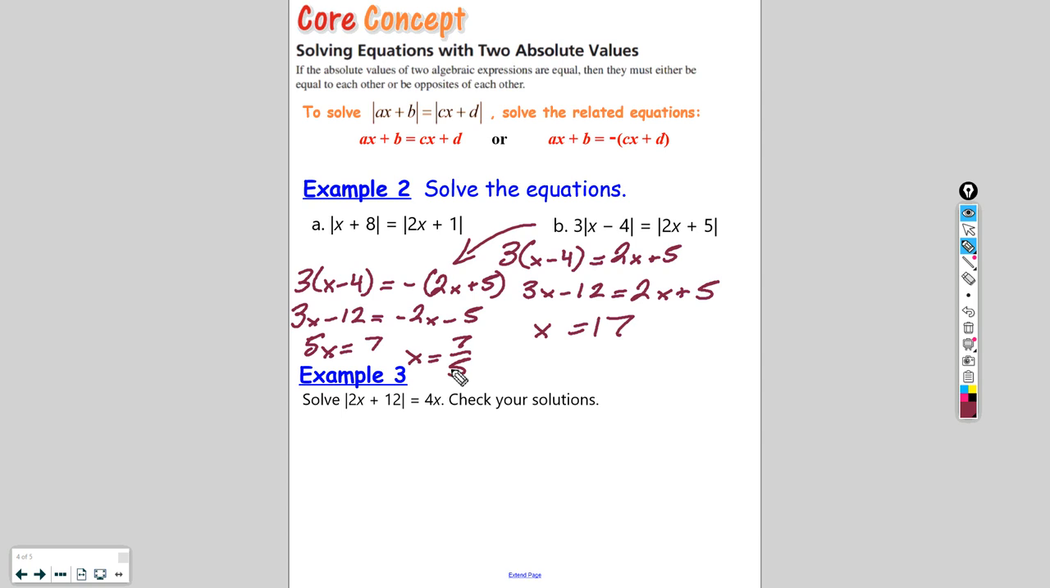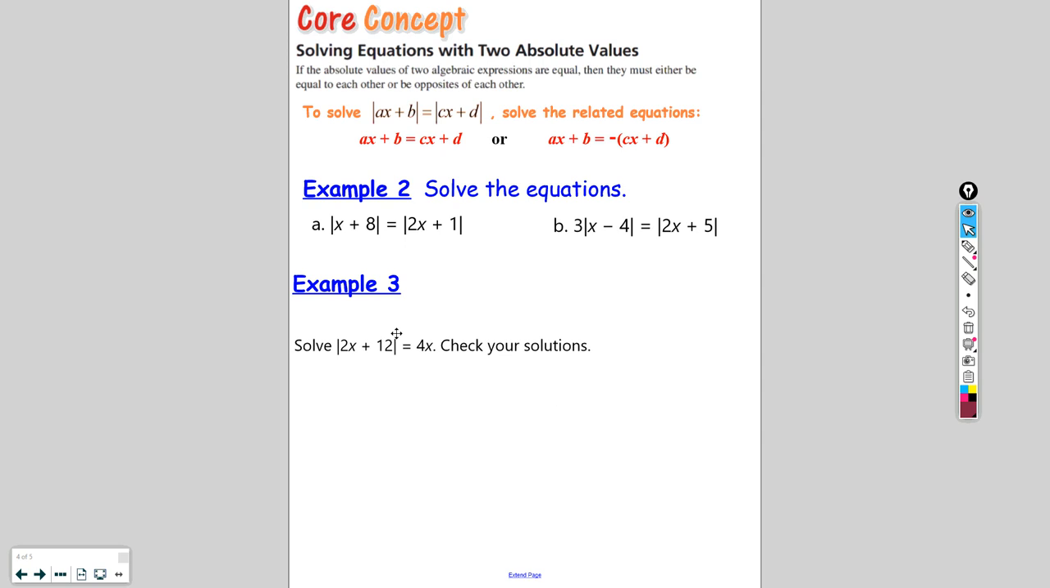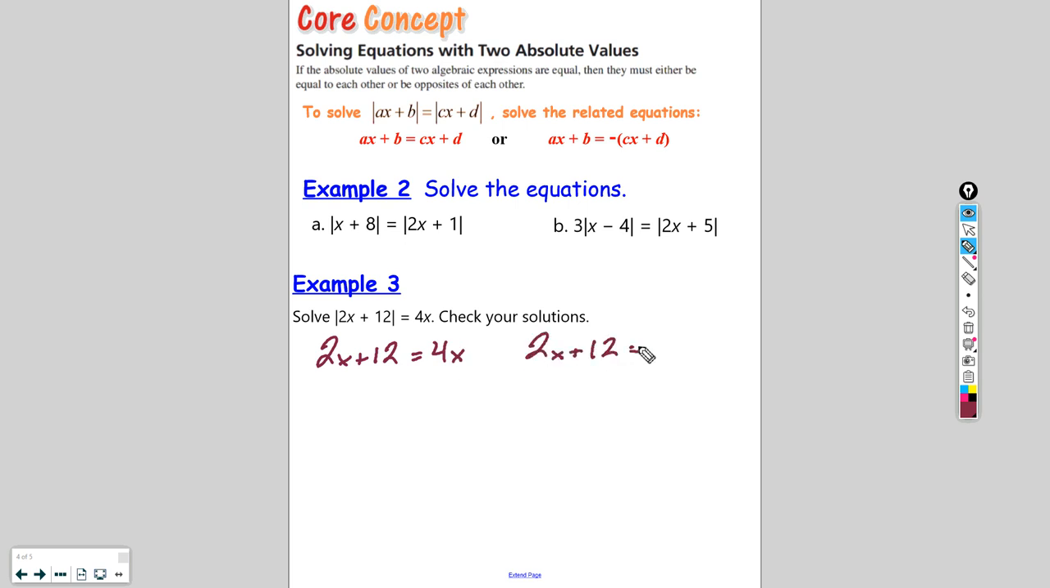Awesome. All right, let's move on to the third example here. I'm going to move this up to give us plenty of space here. And in example 3, you're going to notice we have 2 expressions, one on the left, one on the right, of course. The one on the right has a variable, but still that doesn't change the steps that we take to solve this. All right, we have the absolute value isolated, so we're going to set 2x plus 12 equal to 4x, and 2x plus 12 equal to negative 4x, and just solve both of those equations.